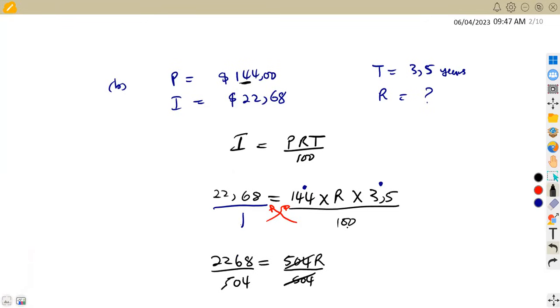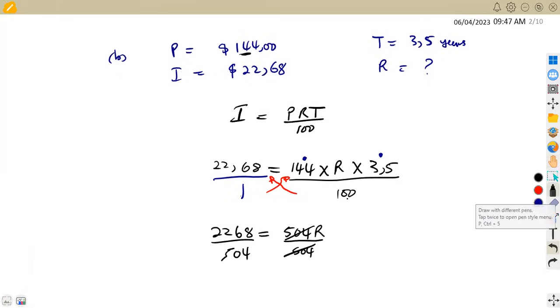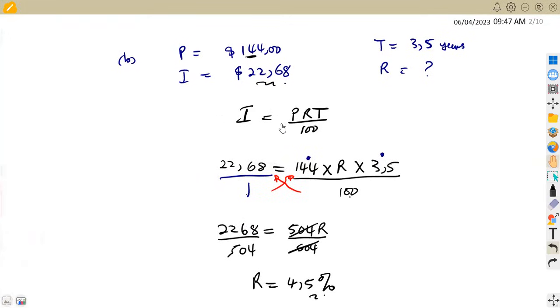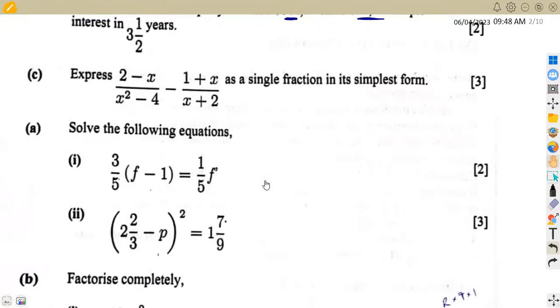So this is going to give us the rate at which this amount is going to earn an interest of $22.68, which is 4.5. Remember, the rate is given as a percentage, so it is 4.5% per annum, that is per year. That is how we can use our simple interest formula to calculate any part. It can be the principal, the rate, the time, or even the interest itself. That is how we can apply this formula directly.